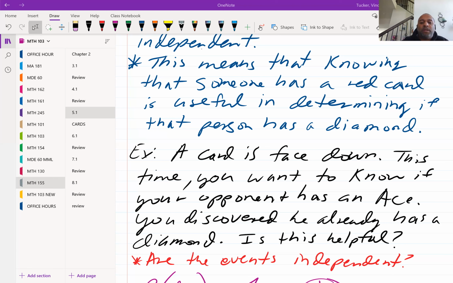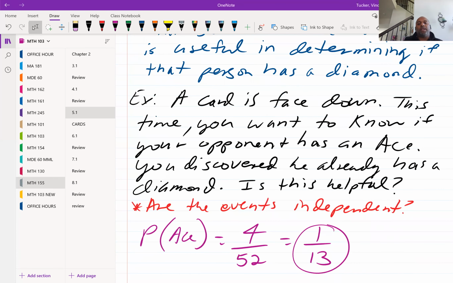All right, so first thing we want to do is find the probability of an ace. There are 4 aces out of the 52 cards, so that reduces to 1 over 13.